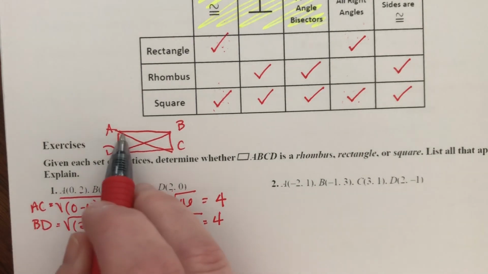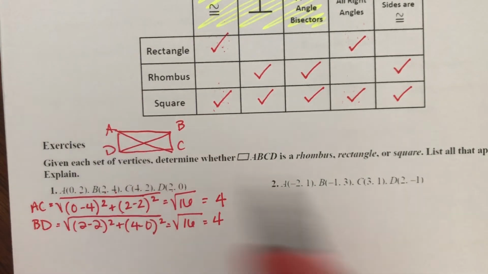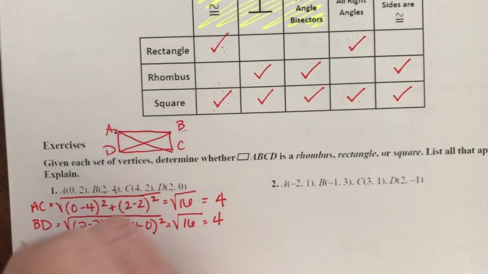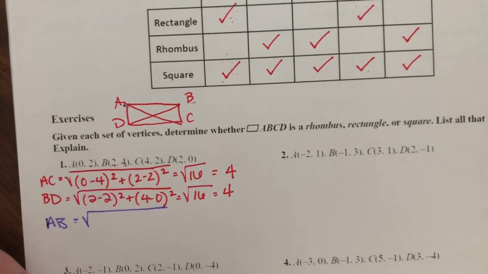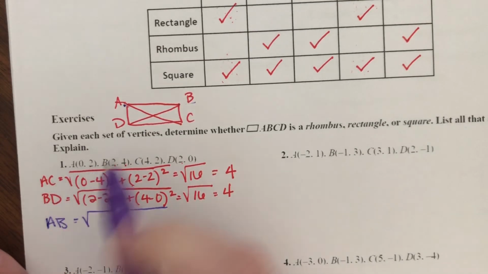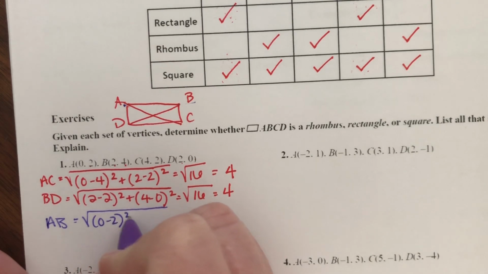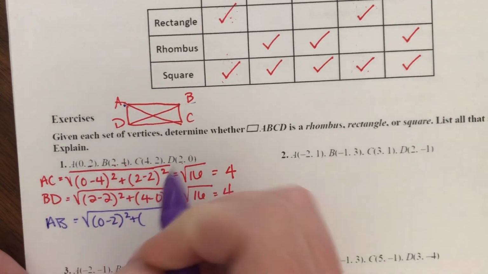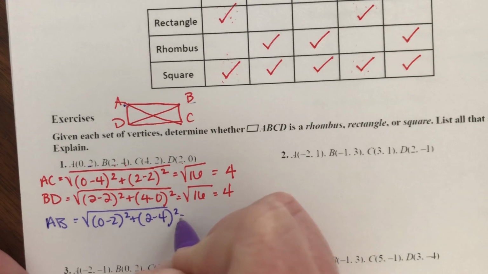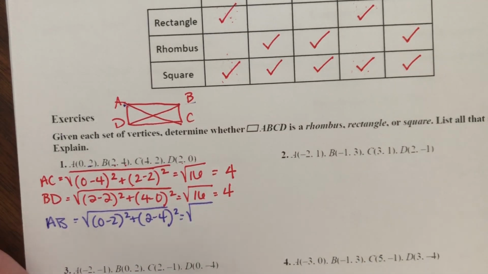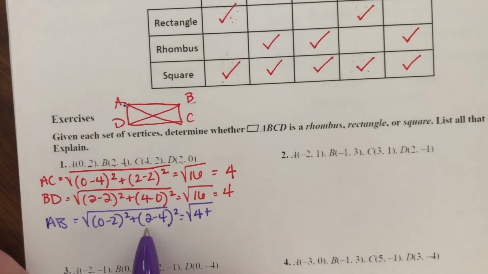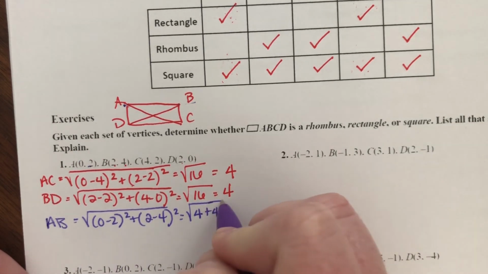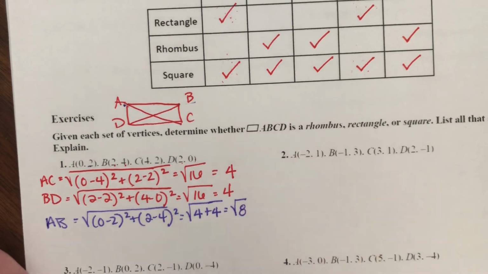I just found the diagonal, so I have to do two more sets of distance formulas. The length of AB is the square root of x minus x, 0 minus 2 squared, plus y minus y, 2 minus 4 squared. 0 minus 2 is negative 2. Negative 2 squared is 4. 2 minus 4 is negative 2. Negative 2 squared is 4. And when I add those both together, I get square root of 8.